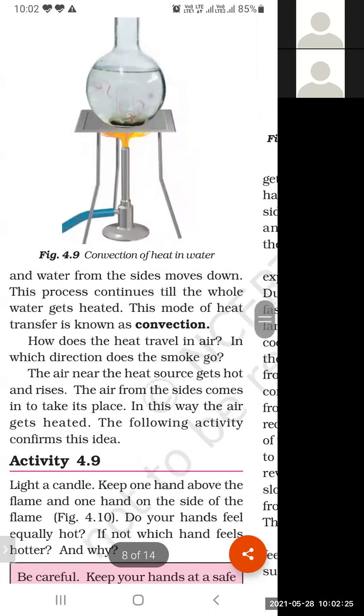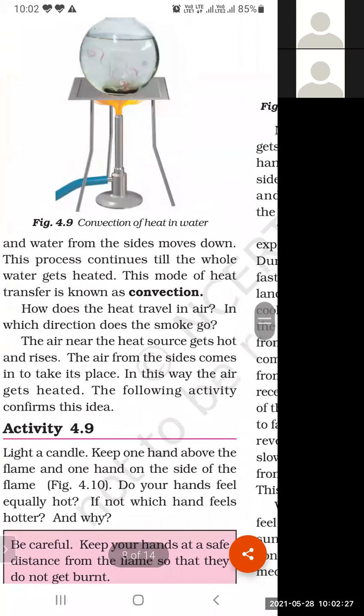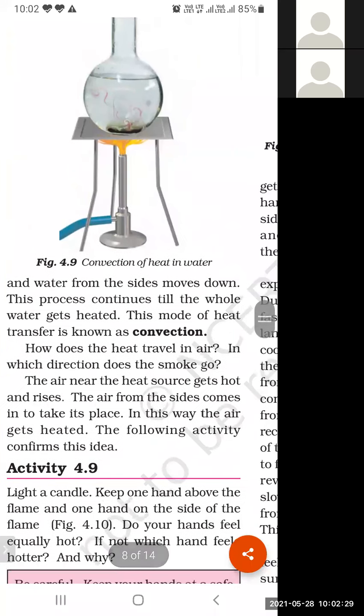How does the heat travel in air? In the same way, heat travels in air. In which direction does the smoke go? The air near the heat source gets hot and rises up. In the same way, water near the source is heated up, becomes hot and rises up. The air will also follow the same method of heat transfer, meaning convection. It will also follow the rule of convection.